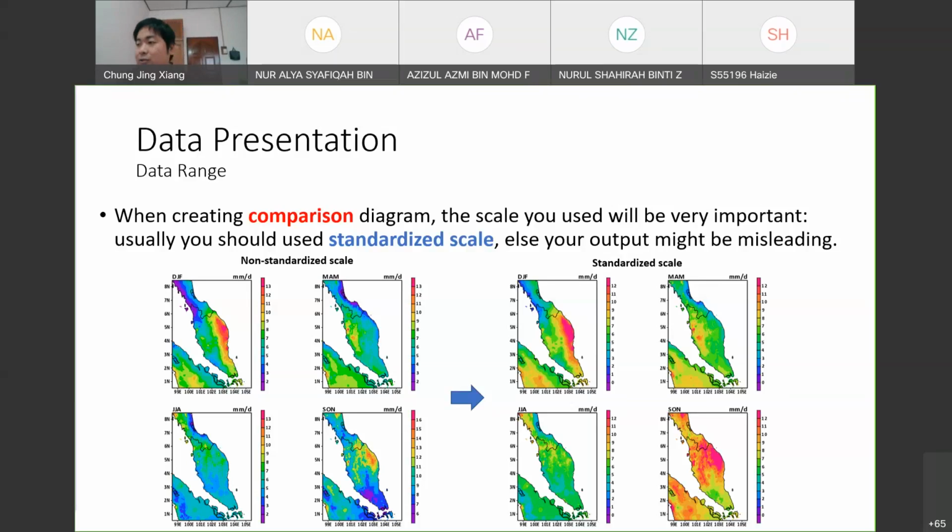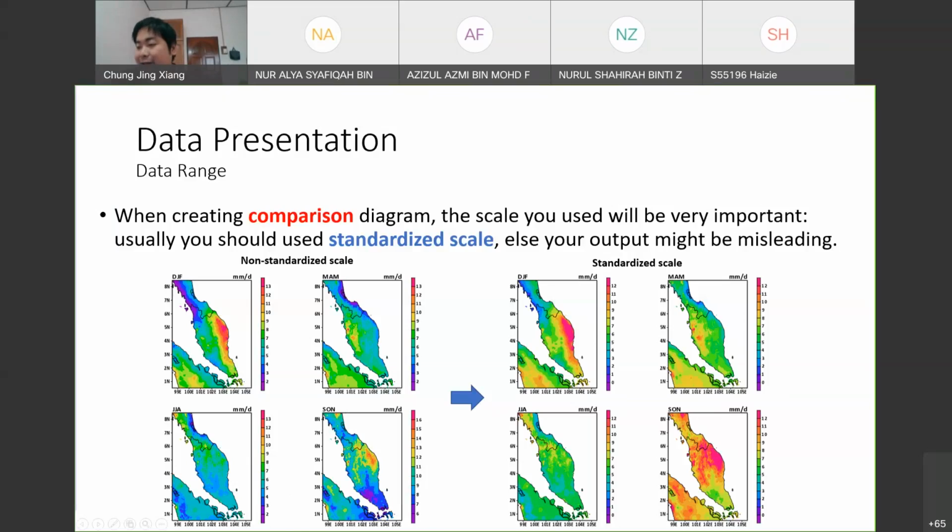All right. The reason why, you can see on the left side, the figure is plotted with a non-standardized scale, and the right side is plotted with a standardized scale. So let's look at the non-standardized scale first. Non-standardized scale here means different months or different seasons have their own color bar, or their own data range or color range. So you can see this one is 0 to 13, 0 to 13, 0 to 13. This is 2 to 13, 2 to 13, 2 to 13, and this is 6 to 16.